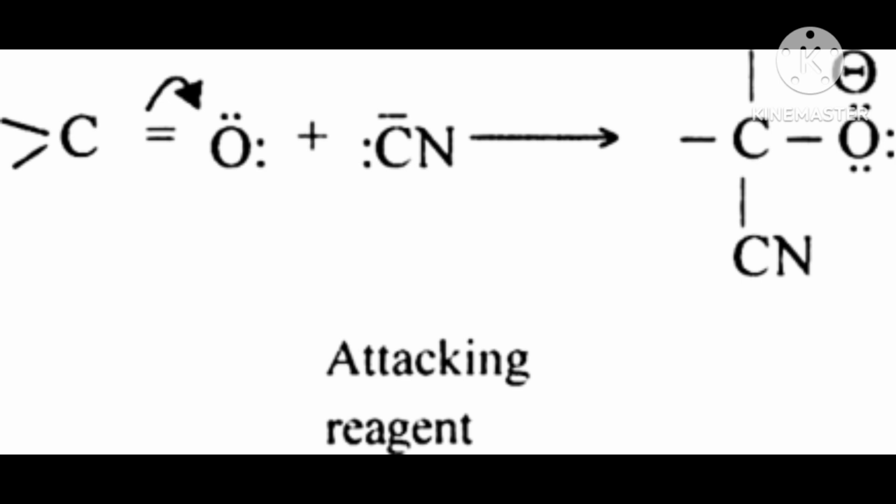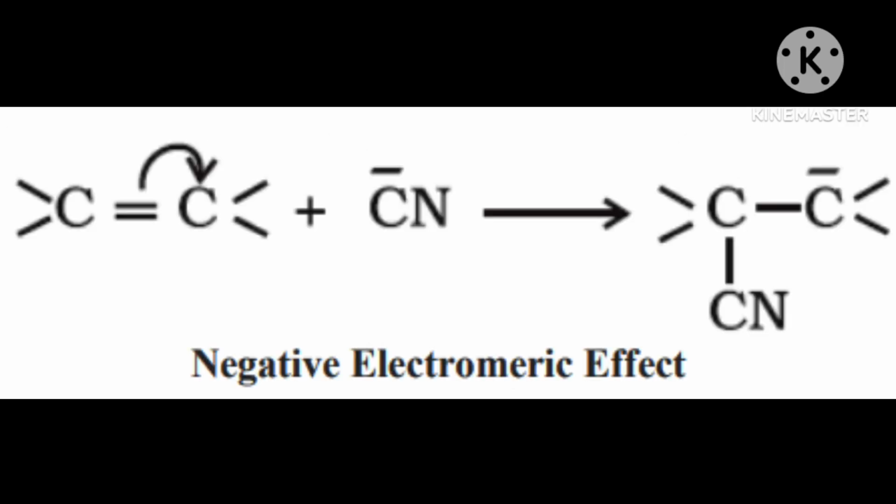Now I am going to discuss the electromeric effect, capital E effect. What is actually the electromeric effect? It is a temporary effect. The first question will ask only that. Electromeric effect is a temporary effect, while inductive effect is a permanent effect.